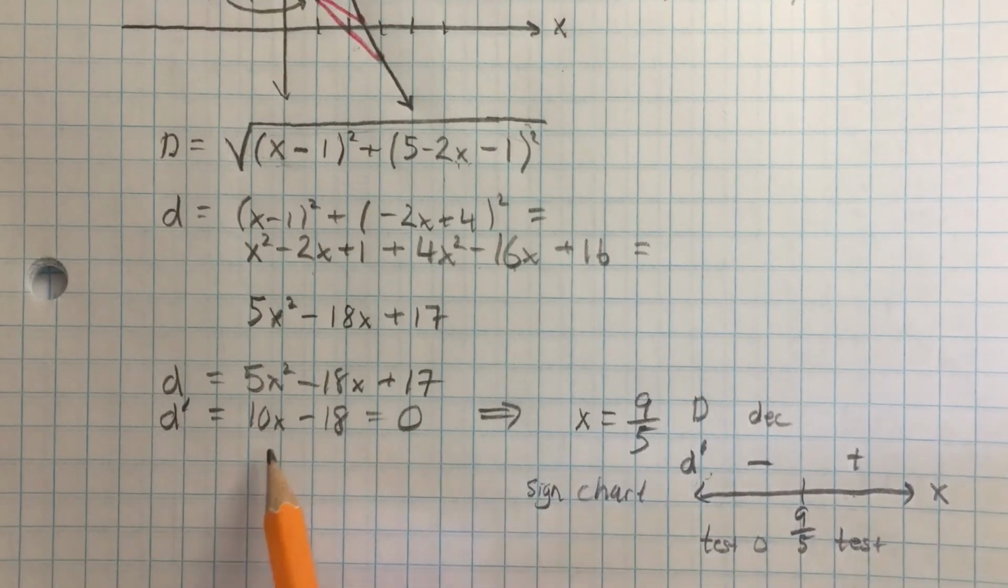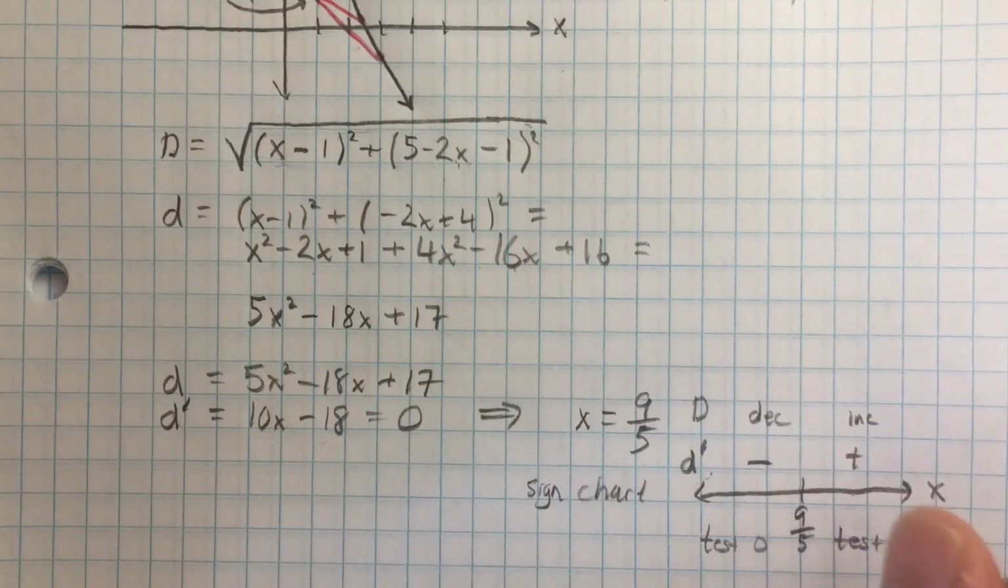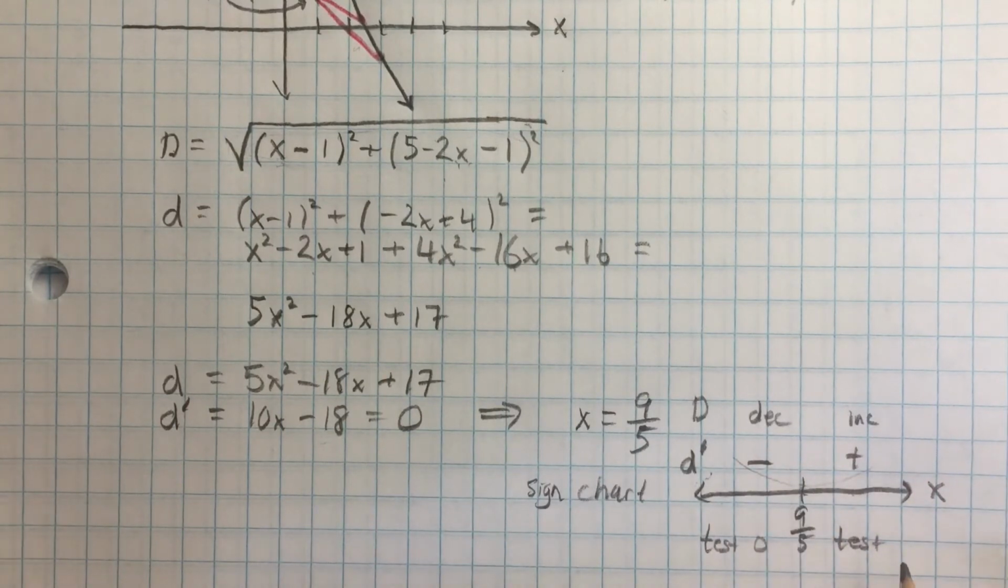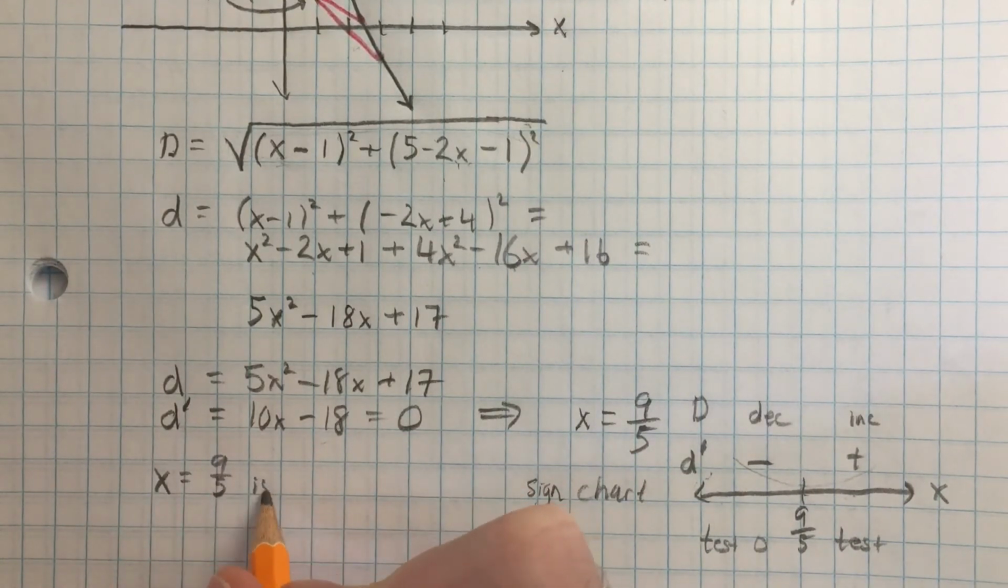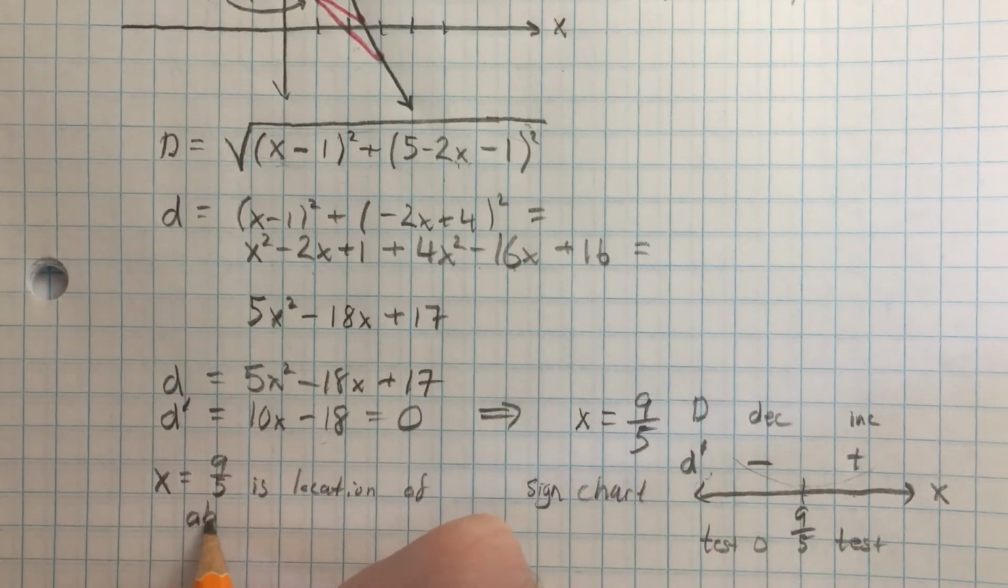Pick 1,000. Clearly 1,000 in here is going to make this positive. All right, so that means the original distance function is increasing there. So if it went through a location where it was decreasing at first and then changed to increasing, we must have a local minimum here. But this is not just a local minimum, because this is all that's happening across the whole real line. That makes this an absolute minimum. If the function was always getting smaller until here and then got bigger afterwards, this must be the lowest location. So we can see that x equals 9/5 is the location of an absolute minimum.